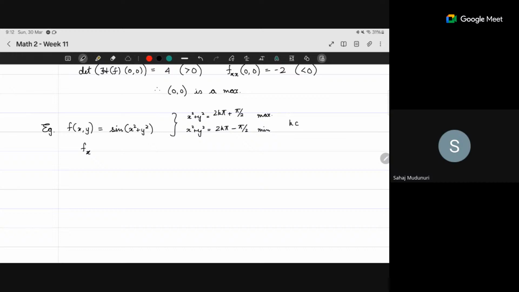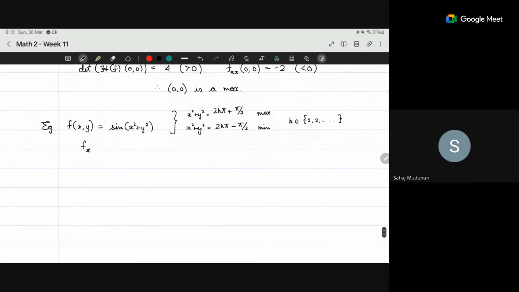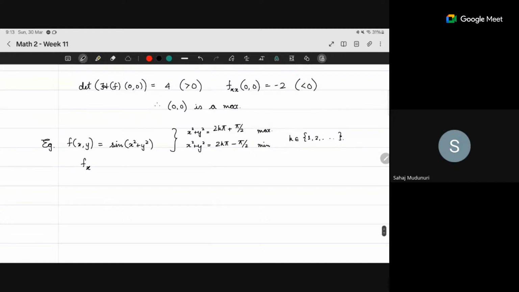Here k starts from 1, 2, and so on. It doesn't take all integer values. Well, over here it could be 0 also, so k equal to 0 is also permitted. There's definitely a better way of writing it. But these are all guesses that we are trying to make, and let's realize this using the Hessian test.